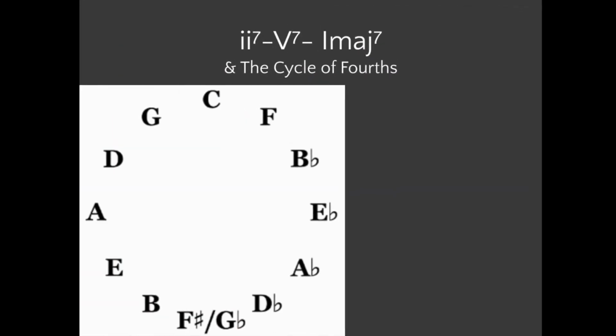The 2 minor 7, 5 7, 1 major 7 sequence is also intrinsically linked to the cycle of fourths. Whenever you find a major 7, which is a 1 or a root chord, you can go back 2 steps in the cycle of fourths to find the related 2 and 5. This could be anywhere on the cycle. Look what happens if we move it. You can then use the table we looked at the end of last video to work out the chord quality that relates to it.